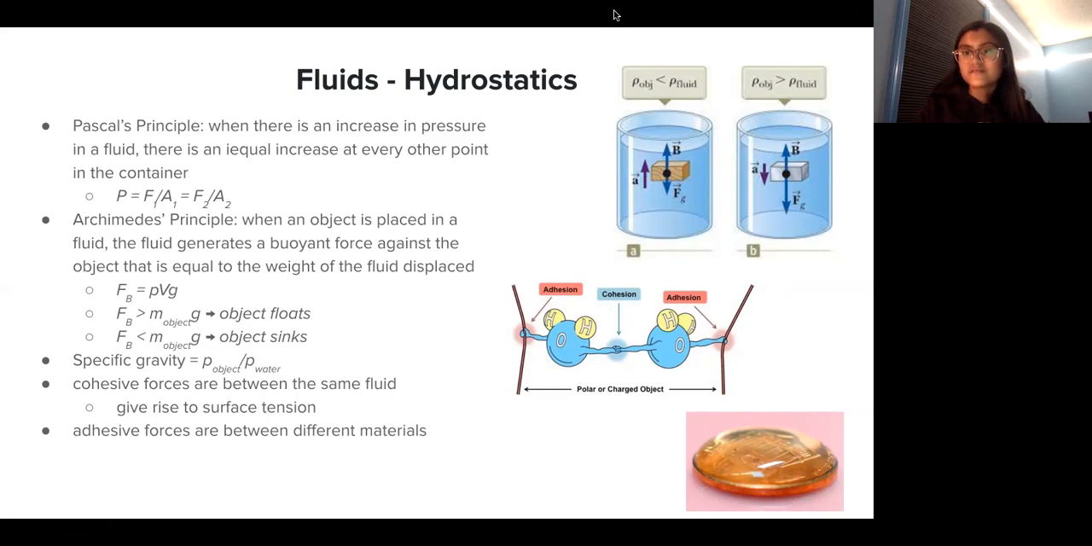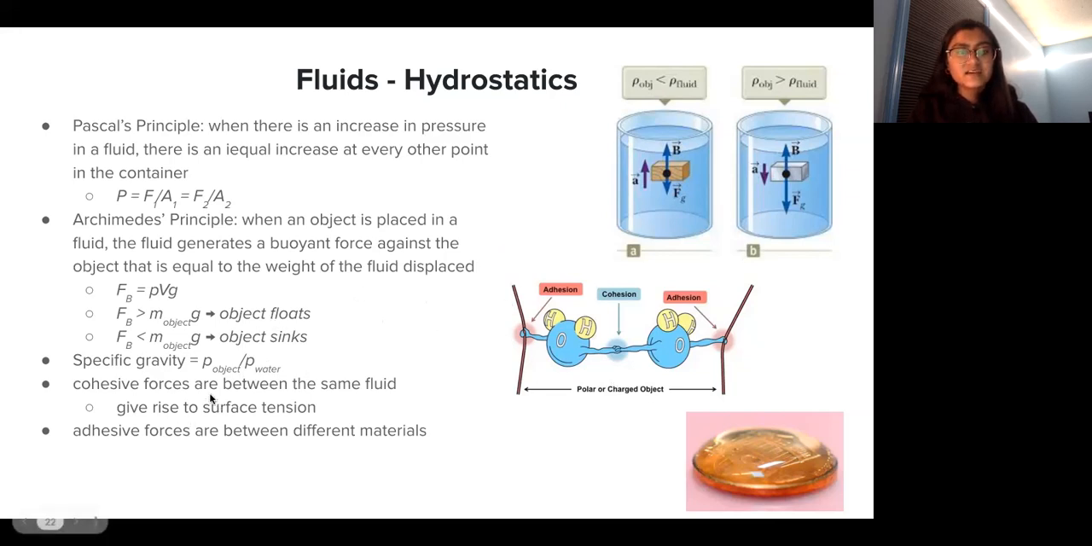And you can see that here. Also just by comparing densities in general. But if you weren't given density, you would be able to determine that by looking at buoyant force as well as the gravitational force of these objects. And then specific gravity can be calculated by dividing the density of the object over the density of water.